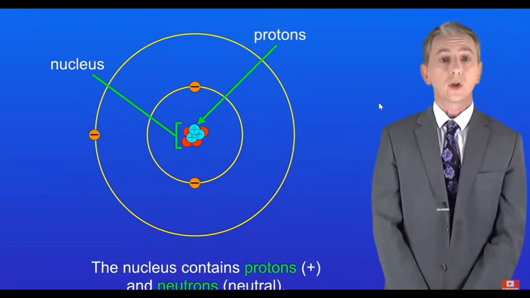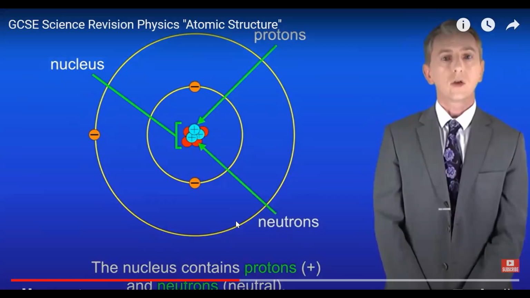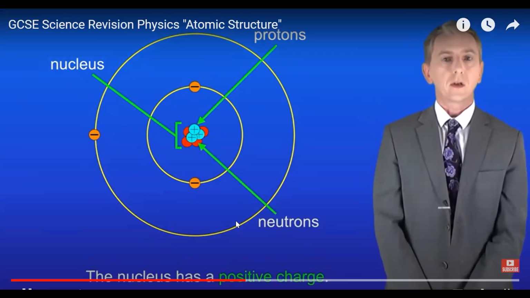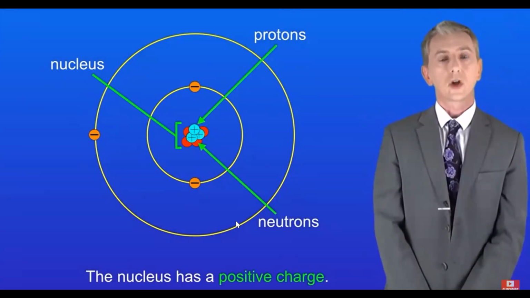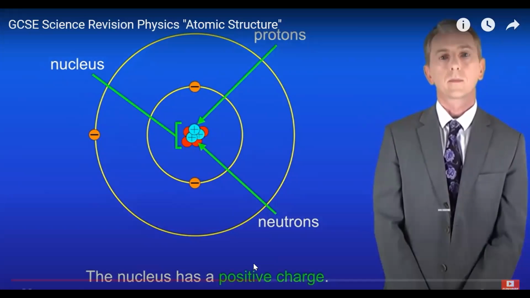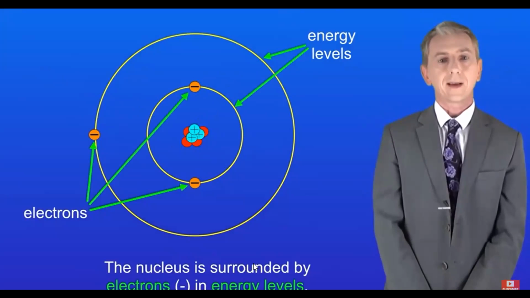The nucleus contains two particles. These are protons, which have got a positive charge, and neutrons, which have got no charge. They're neutral. So what that means is that the nucleus has an overall positive charge, and that's due to the protons. Now the nucleus is surrounded by electrons, and these have got a negative charge.